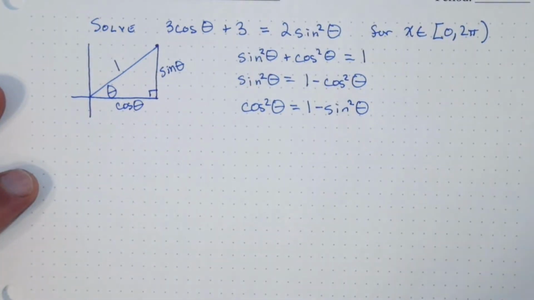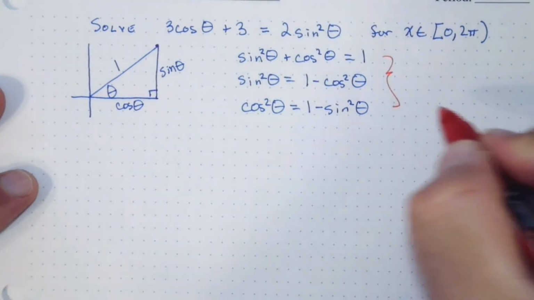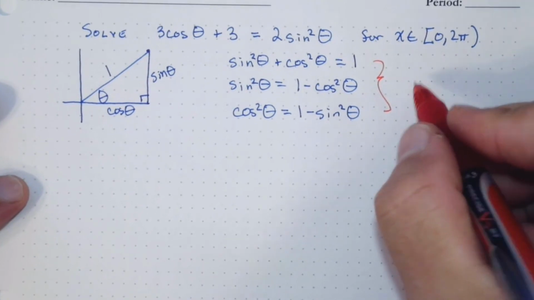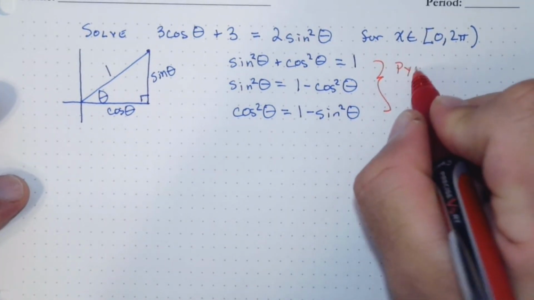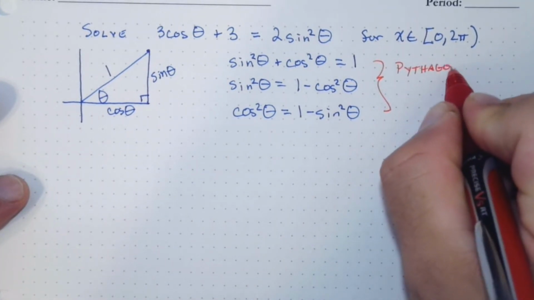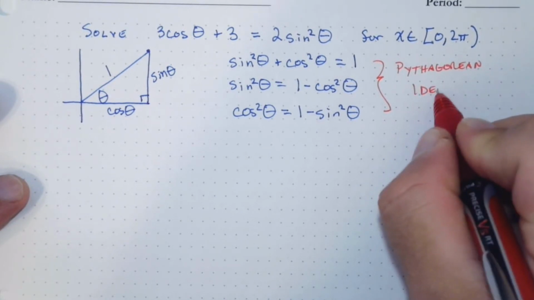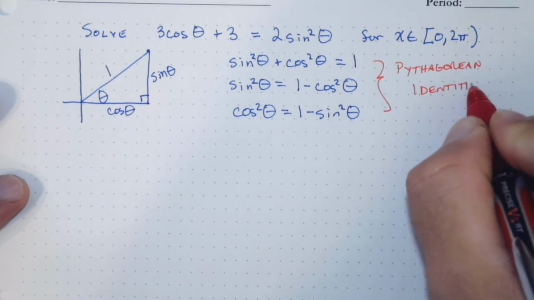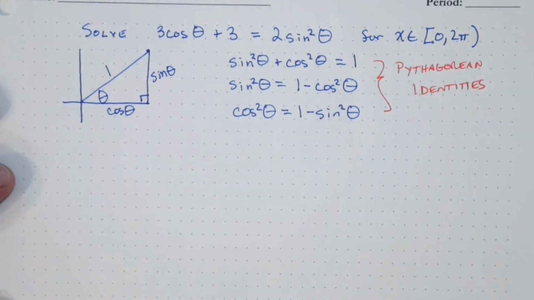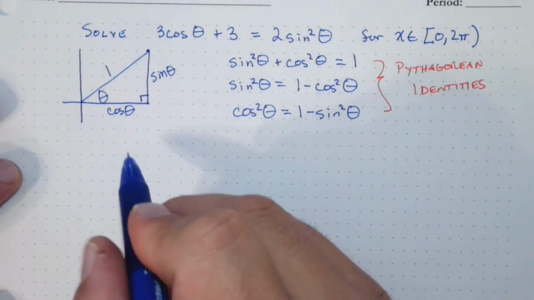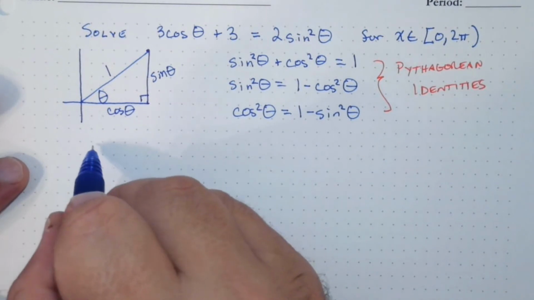Okay. These are generally referred to as the Pythagorean identities. Okay. So let's go ahead and rewrite our equation that we're trying to solve.